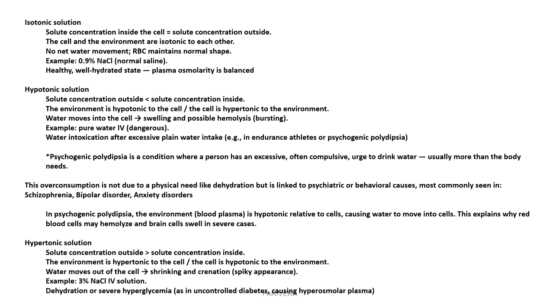Okay, so let's compare the three. In an isotonic solution, solute concentration inside and outside the cell is balanced enough that there is no significant net change in cell volume. So the red blood cell retains its normal shape. In this particular slide, it gives 0.9% sodium chloride, or normal saline, as an example. So hopefully you will perform this in the laboratory.